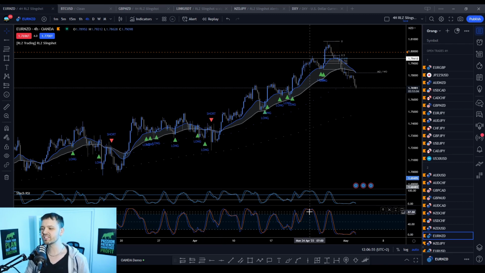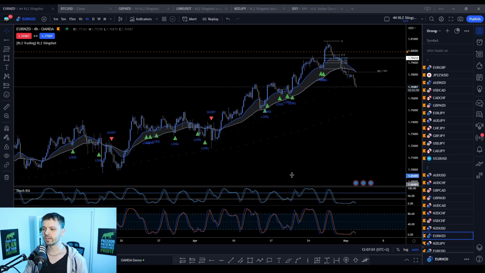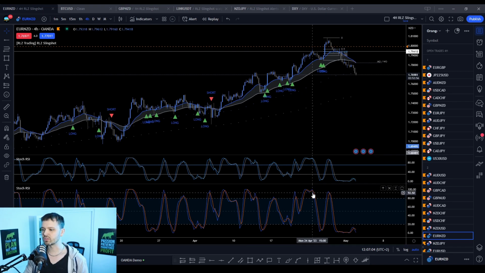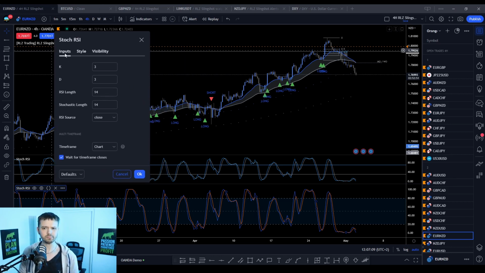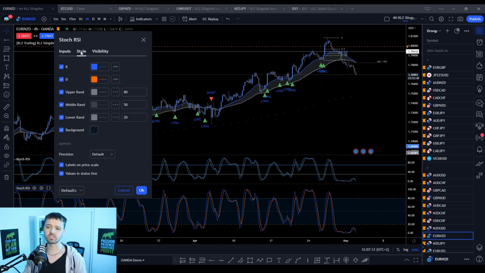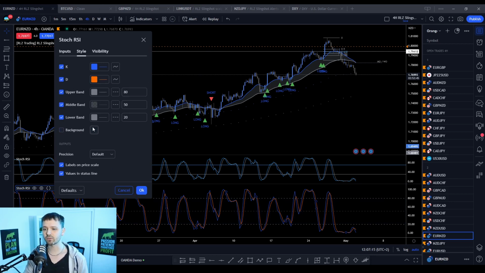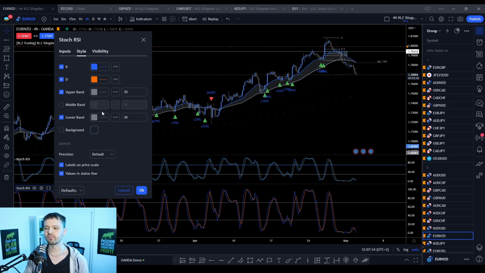So let's go into the settings here to see how I have it all set up to make it look like this. I double click here or just click the settings, and I have the same inputs right here. I go to style, I remove the background, and I remove the middle band, I don't need that one, and I'd like to have the upper bands as solid lines right here. Also, I've changed the 80 to the 70 and the 20 to the 30. And then I also have different color schemes right here.